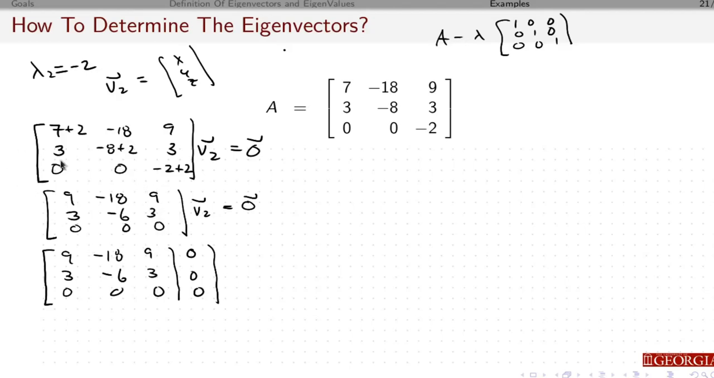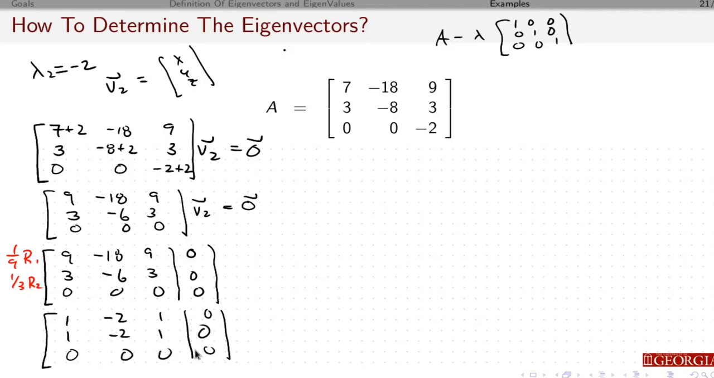All right, again, I can clean some stuff up here. I'm going to take row 1 and divide through by 9. And I'm going to take row 2 and divide through by 3 just to make it a little cleaner. So it'll give me 1, minus 2, 1. This will give me 1, minus 2, 1. And I leave that alone.